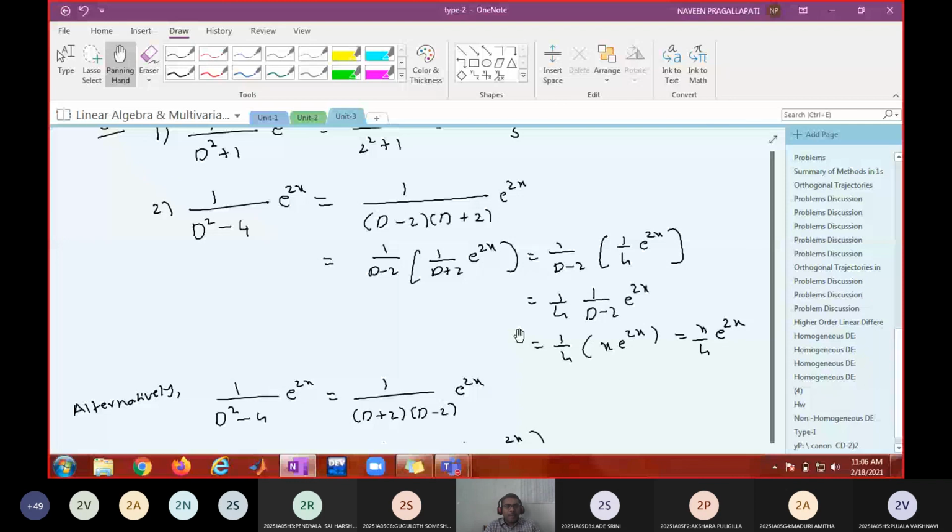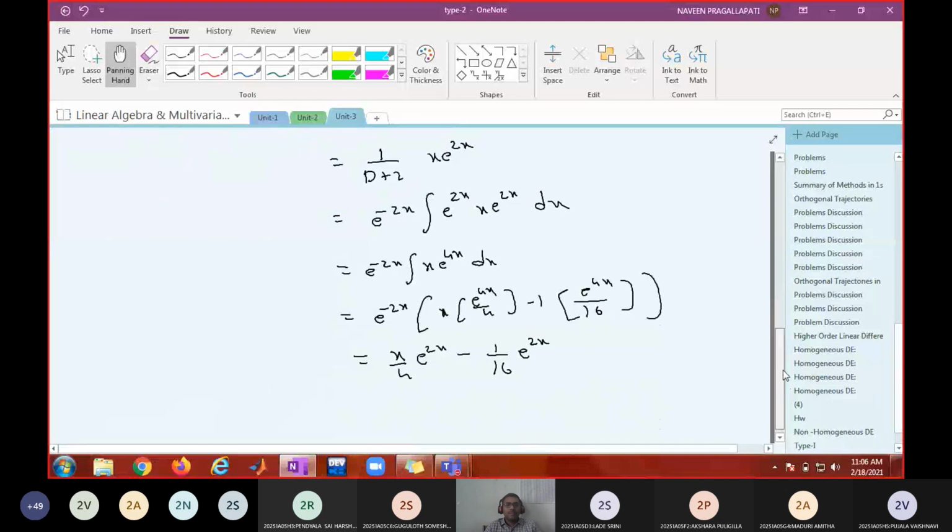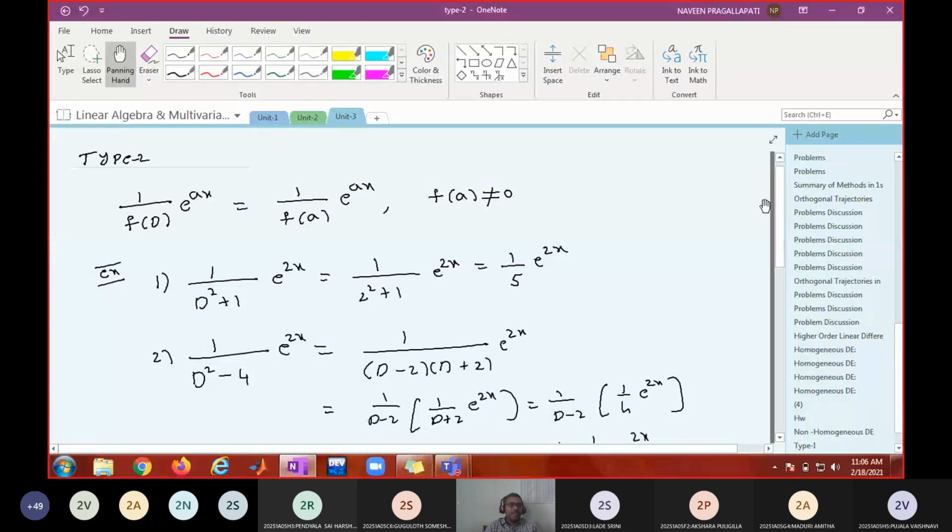So which one is easy to apply? (D - 2)(D + 2) or (D + 2)(D - 2)? (D - 2)(D + 2). So if you have a situation like this, you factorize in such a way that the term giving 0 is applied at the end. Non-zero terms you apply first. Is this clear to all of you? Okay, so remember this point.